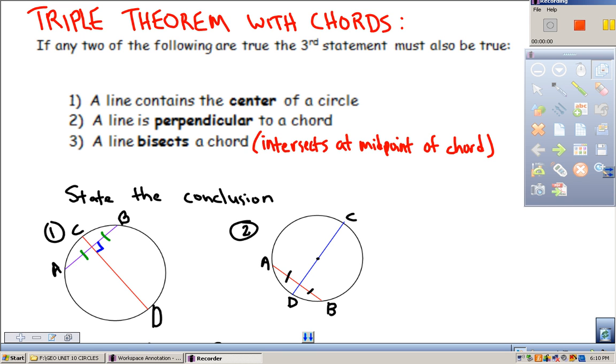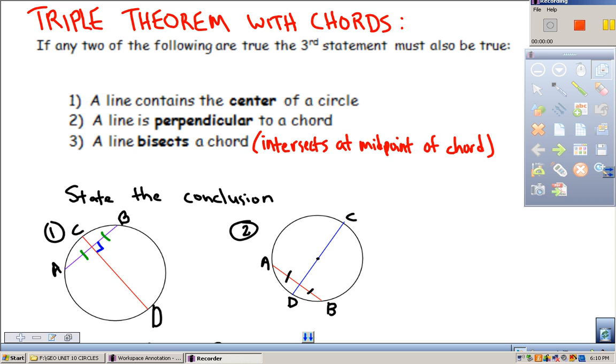Well, what I would like you to do first, before we go over the circle packet, I want you to get out a sheet of paper. And I want you to write down the three sentences that you see here. Because this theorem has to do with all three of these sentences. If any two of the sentences are true, then the third sentence must be true as well. So we're going to give you a little test to see if you understand it after you write it down. So you have to write it down first.